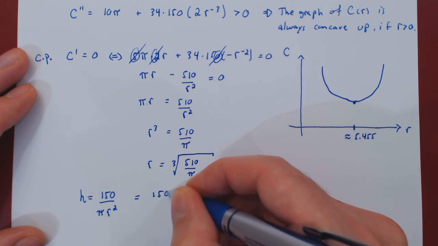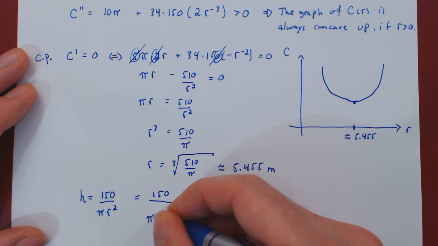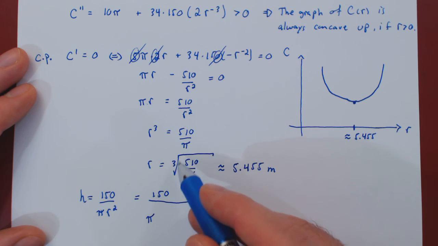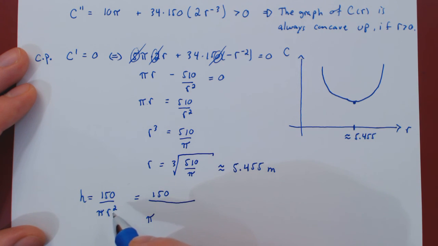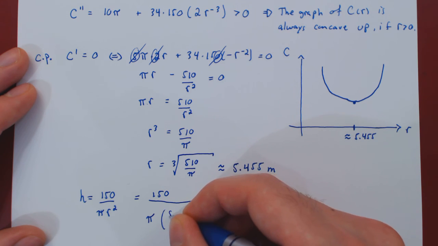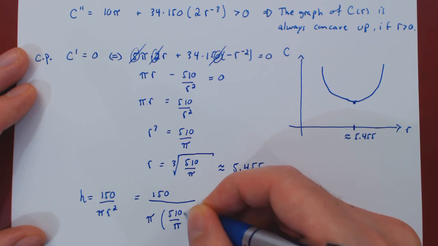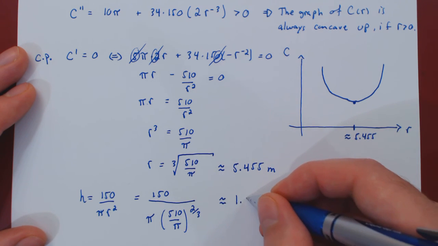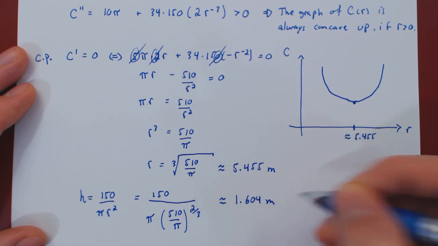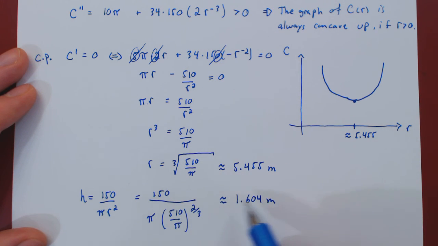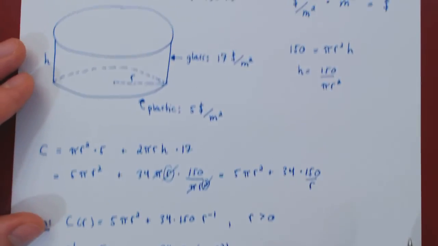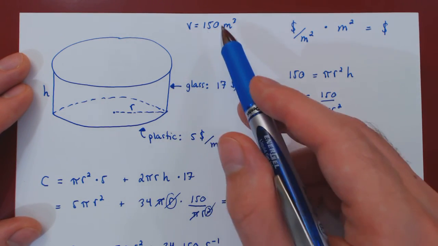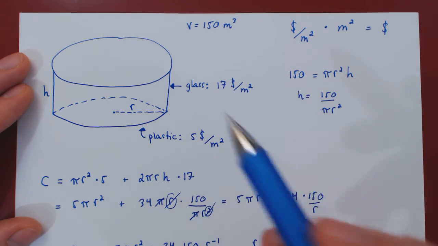This is 150 over pi times this squared. This is a power of 1 over 3, times 2 is 2 over 3, so we have 510 over pi to the power of 2/3. And if you want an approximation, use your calculator, and you will find that this is approximately 1.604 meters. And these are the measurements that will lead to a tank that can contain up to 150 cubic meters of water, and that is as cheap as possible.